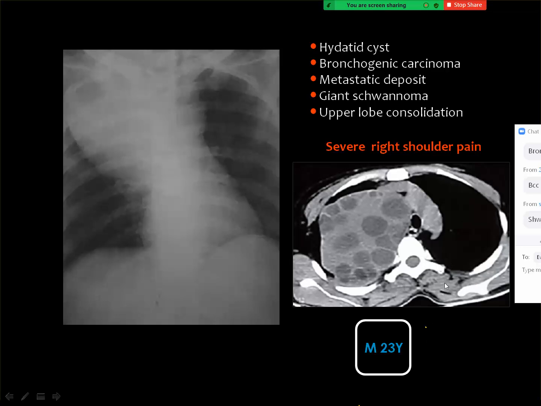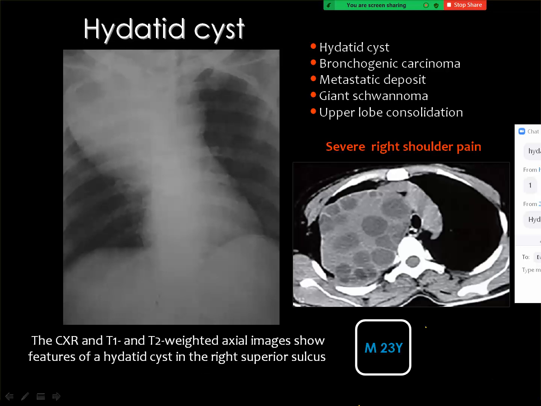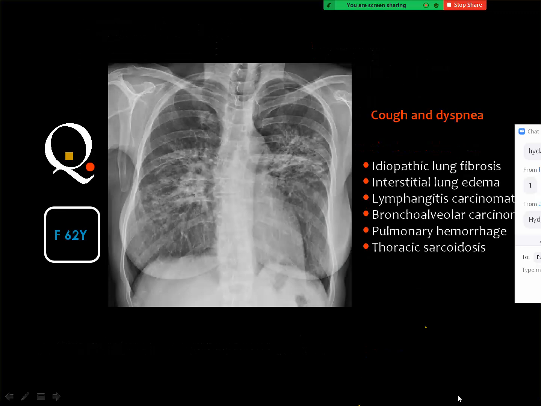And this is the CT scan of this case. And of course, as you said, this is the classic appearance of hydatid cyst with a big lesion with internal daughter cysts, but you cannot reach this diagnosis from the plain film, of course. And the right answer for the plain film only is the bronchogenic carcinoma.